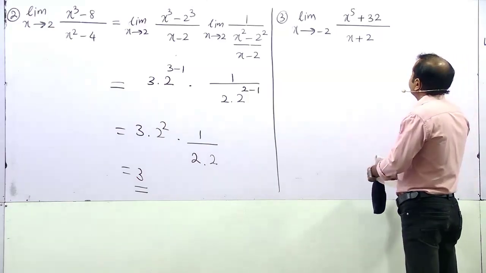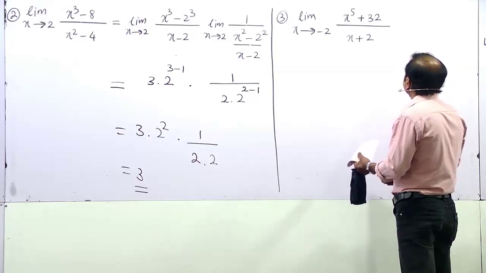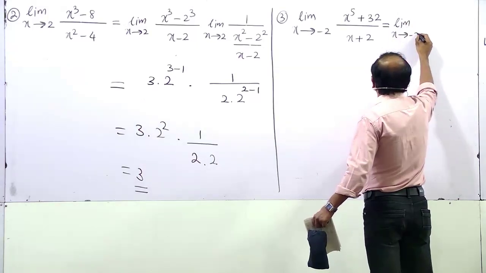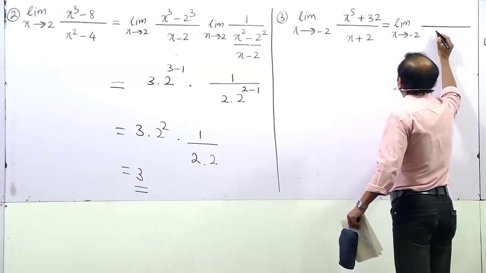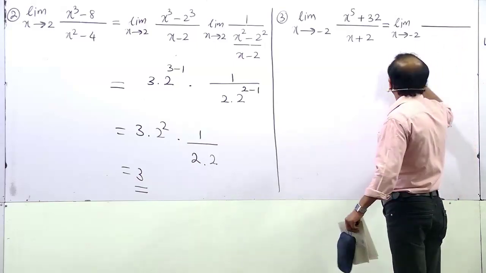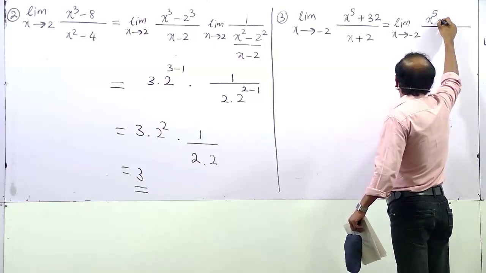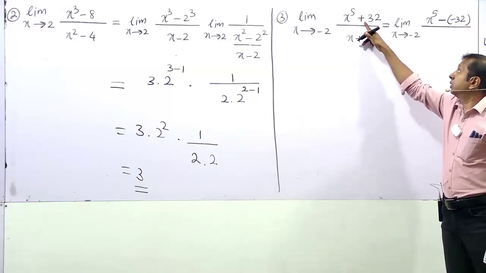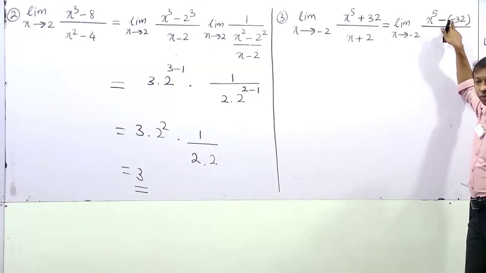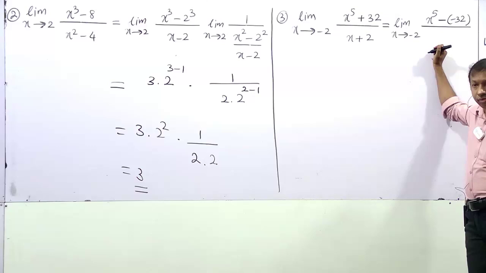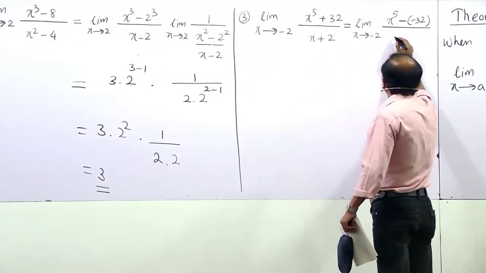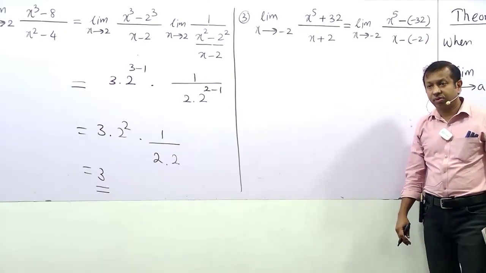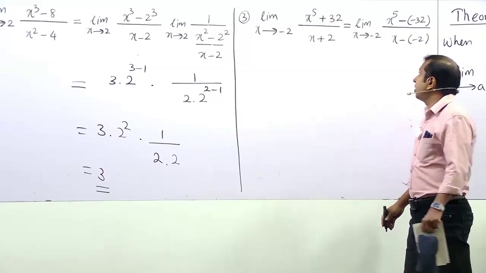I can write this way. See whether I am correct. Limit x approaches to minus 2. I write this plus 32 like this, minus 32 like this. This plus 32, I write like this, minus plus 2. This x plus 2, I write x minus 2 like this. Any question? No. Next line.